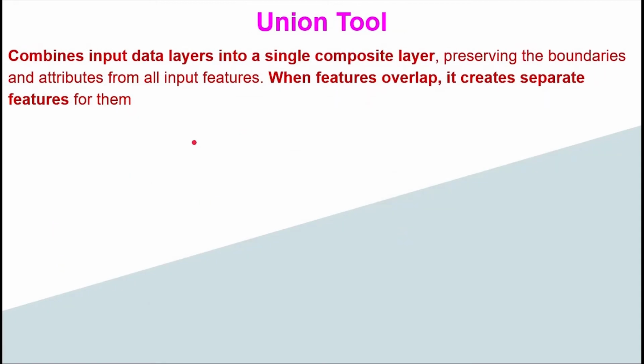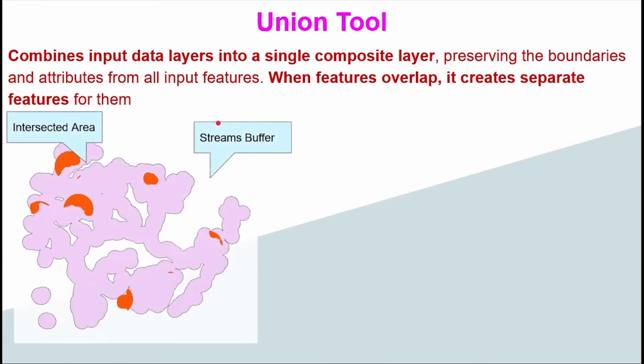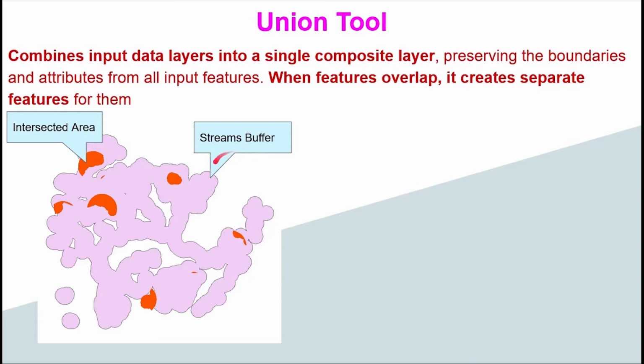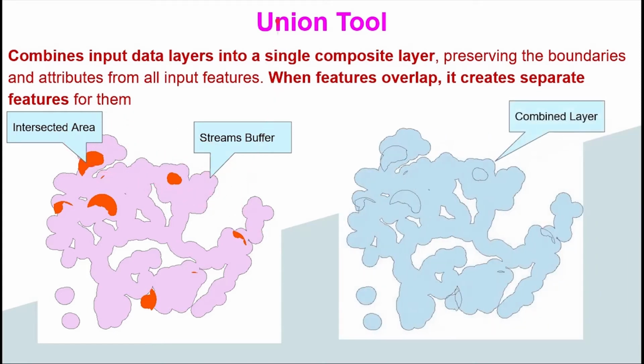Next one is the union tool. Using the union tool, we can combine input data into a single composite layer. Also, we can preserve the boundaries and attributes from all input features. When features overlap, it creates a separate feature from them. This one is the stream buffer layer. This area is a separated layer. It is obtained from the intersected area. We can union both layers using the union tool.